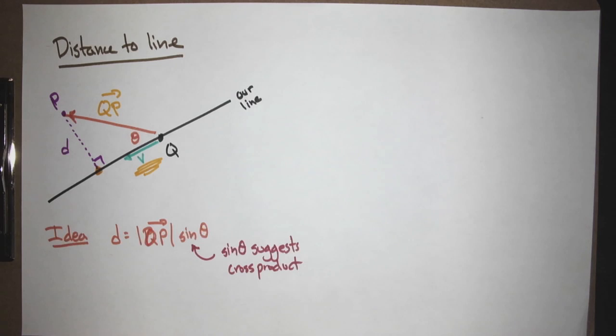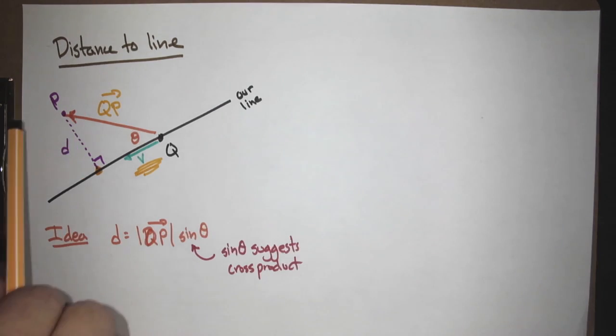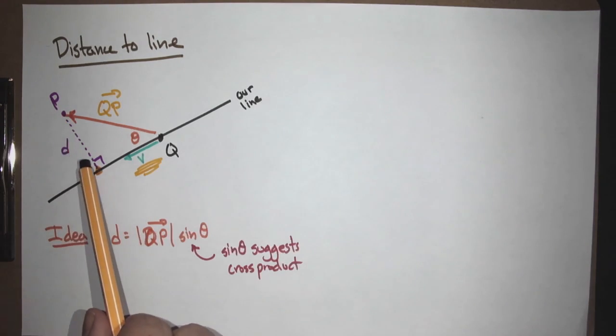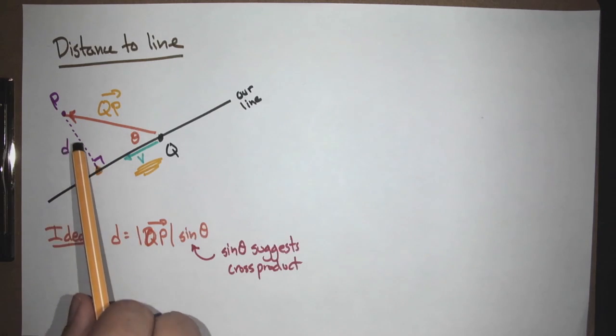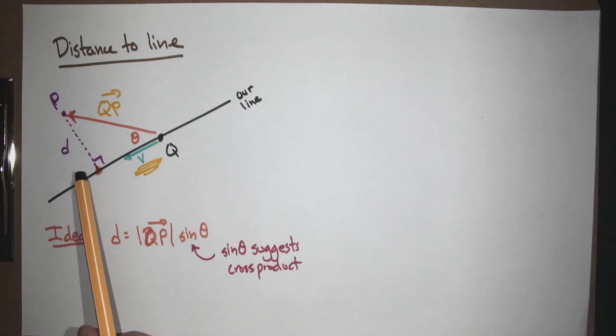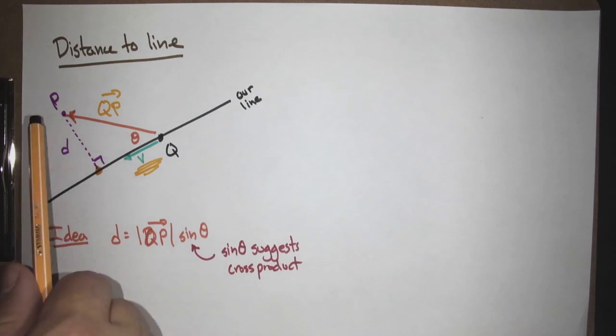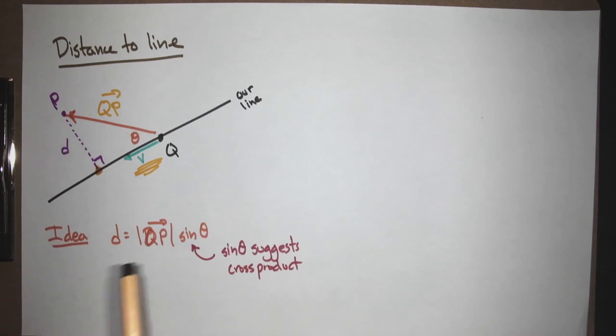And this is sort of the great, if I think about this as a right triangle, I can get a pretty good handle on the hypotenuse, and I want the opposite side. That's a sine thing. So sine relates opposite to hypotenuse. So I say, okay, so the distance is the magnitude of the hypotenuse times sine theta. And when you see sine theta showing up, you're like, cross product.